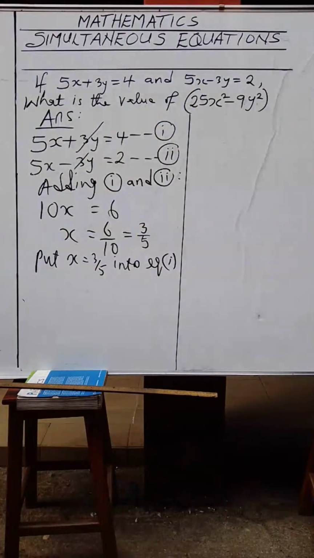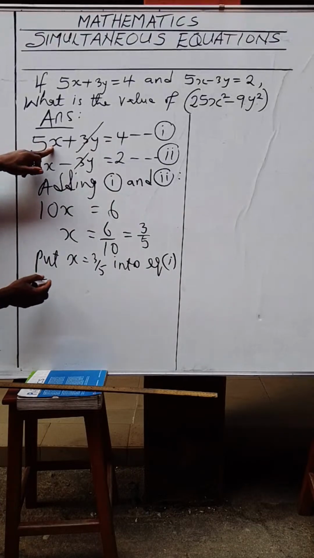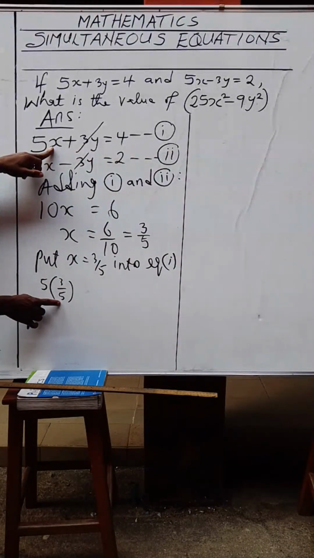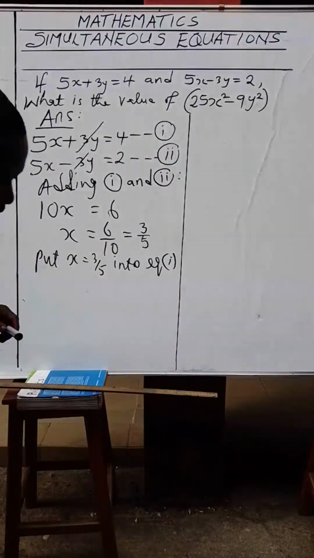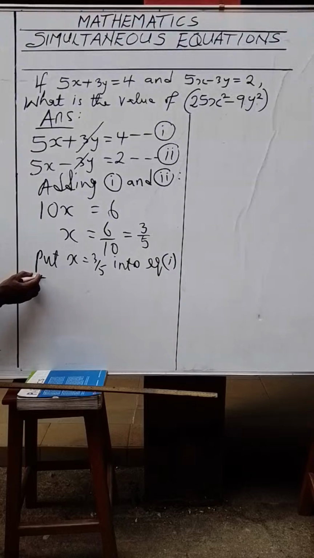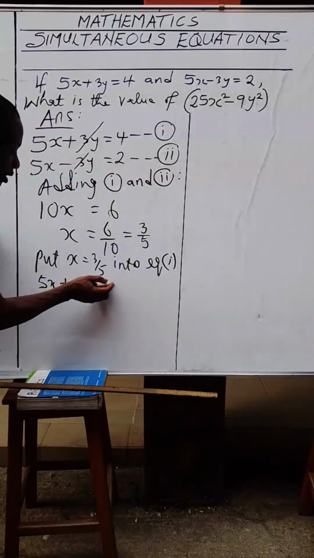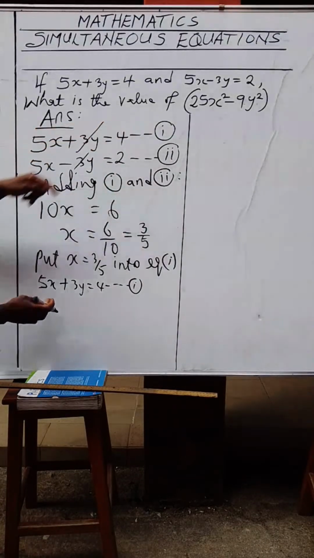Now the next phase is we are going to substitute. So let's substitute into equation 1. Equation 1 is 5x. Look at it here. x is 3 over 5. Let me begin so that it is clearer. Now this is equation 1. Equation 1 is 5x plus 3y equals 4. Don't forget that, okay? This is our equation 1.